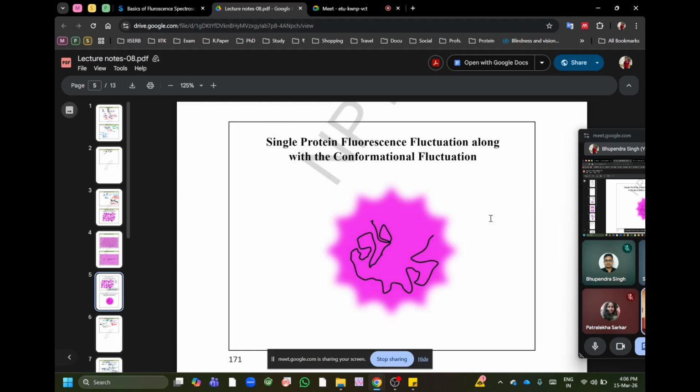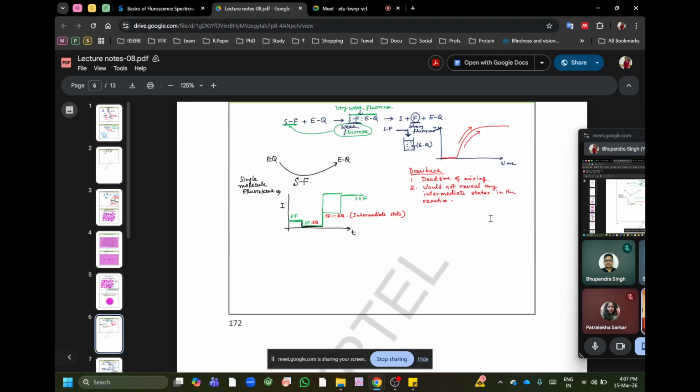And that should be done when the concentration is too low compared to ensemble averaging. In ensemble averaging, just like in absorption and emission, you measure in millimolar. But in single molecule, you measure the dynamics in the nanomolar range. So it is a very dilute condition.